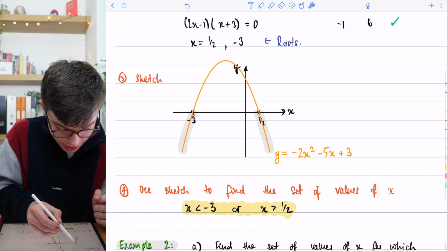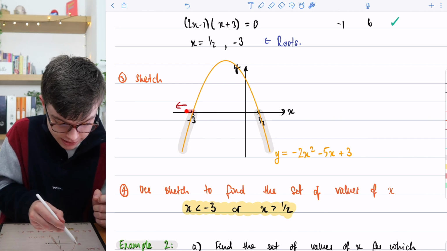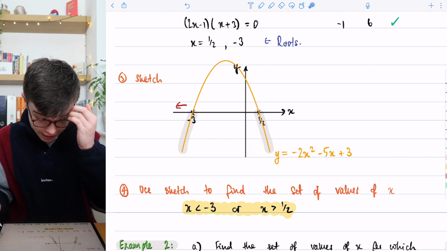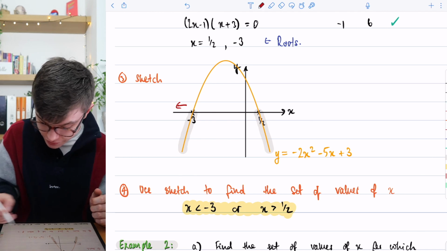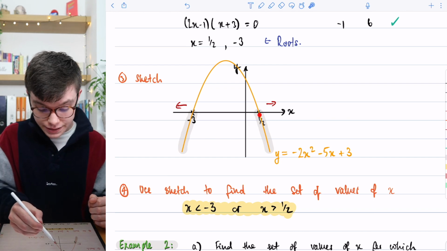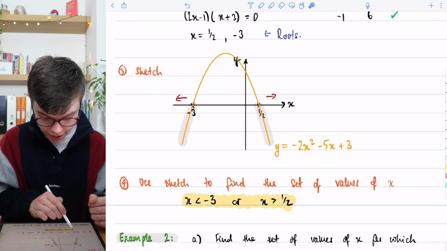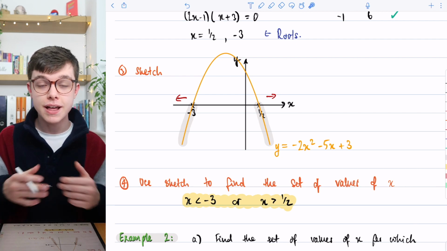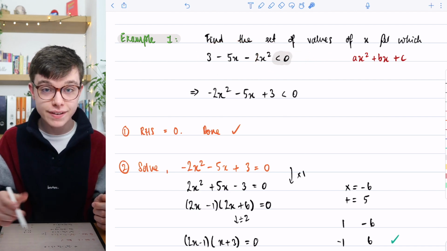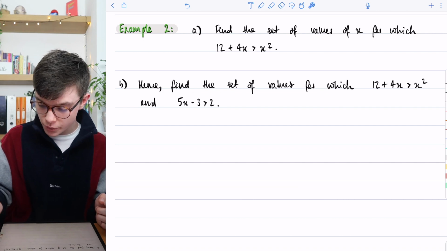Because we can see, if we work along the x-axis and get more negative going that way, we need to be less than -3 for our graph to go that way and be less than 0. And here, we need x to be greater than 1/2, and that's the bit that we need. So those are our two inequalities as our answer, and that is all we have to do to solve the set of values for x for when the graph is less than 0. Okay, example 2, pause and have a go if you want to, and then we will work through the answer.